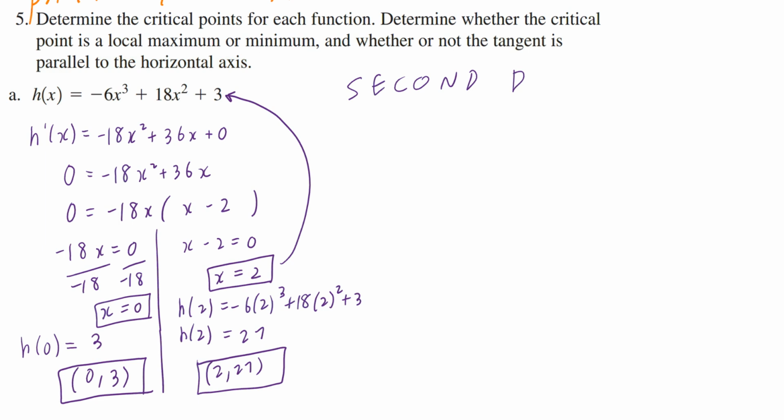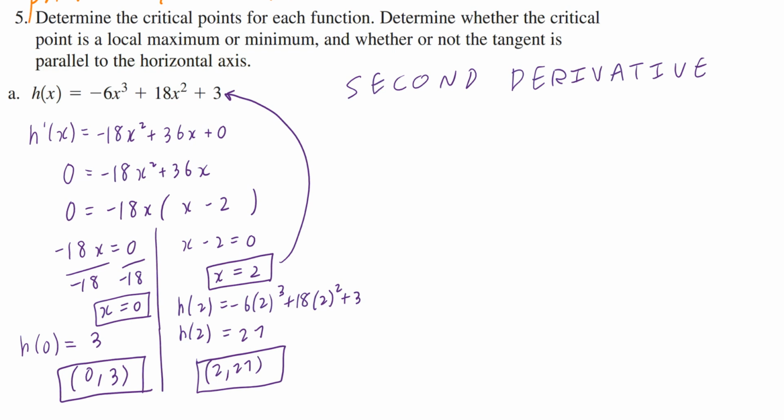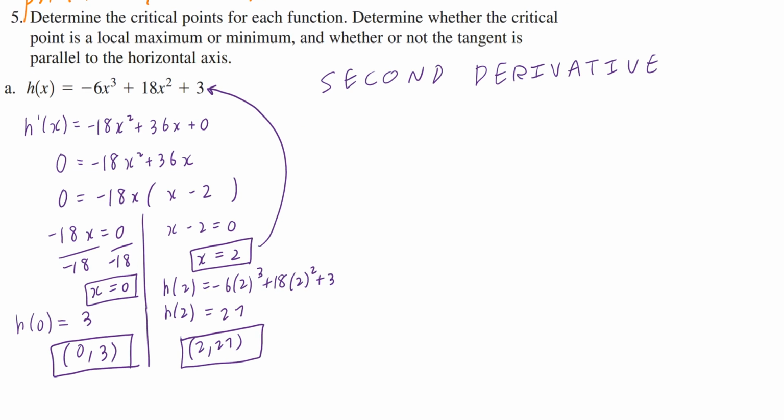This means we're going to plug the critical point into the second derivative. And depending on the outcome, we can figure out if it's going to be a maximum or a minimum. So again, second derivative test. This means I'm going to continue with h prime and find h double prime. From here, I can tell h prime is negative 18x squared plus 36x. The second derivative is going to be negative 36 times x plus 36.